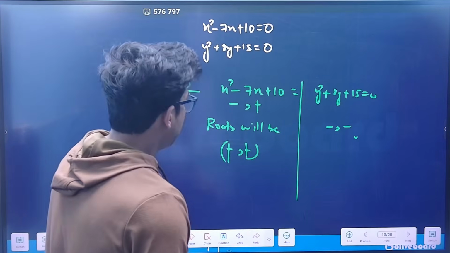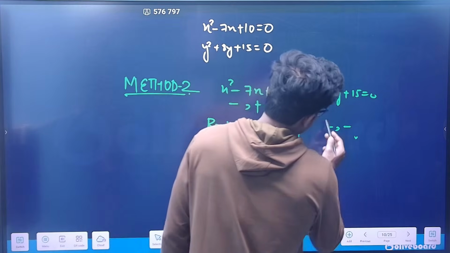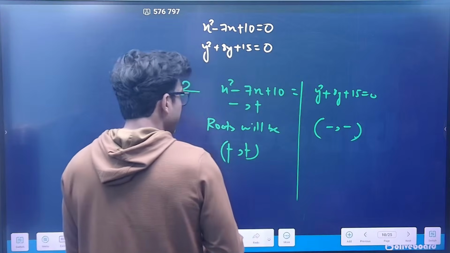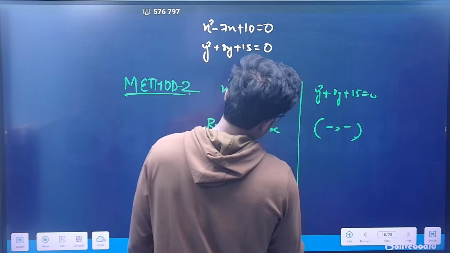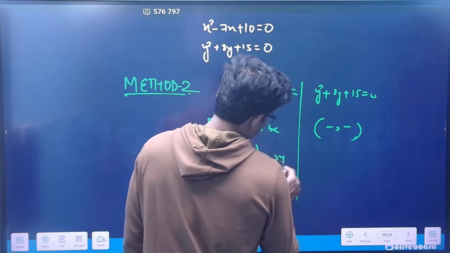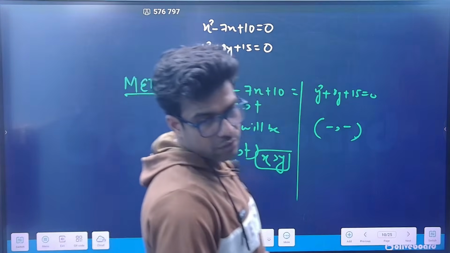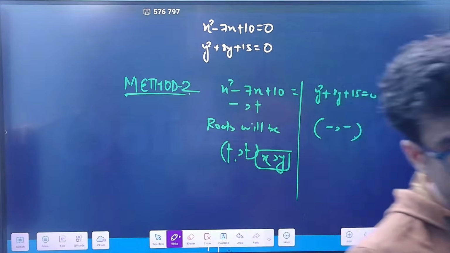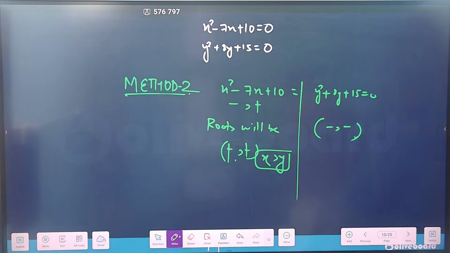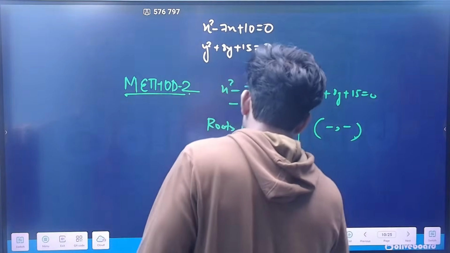Come on, say. While only observing the nature of the roots, can I answer? Definitely, because this is positive, this is negative. X is greater than y. So there are two methods. This is method number 2. Do not solve anything. Just answer on the basis of what we have done. Is it right, everybody? I'm not solving anything. I'm just doing it the way the sign says, only for the sign.